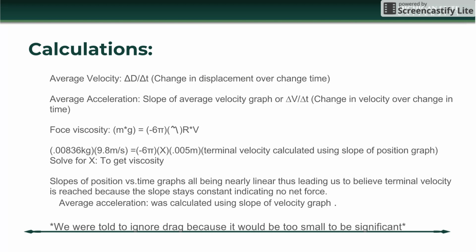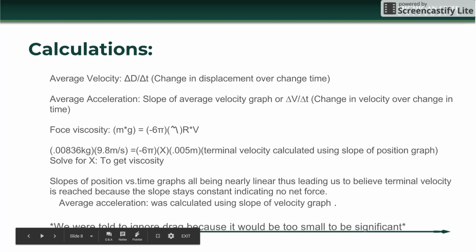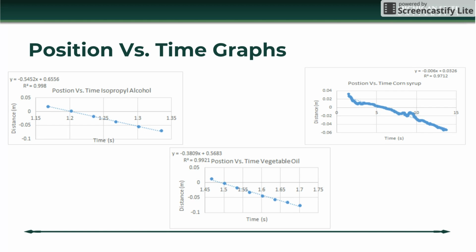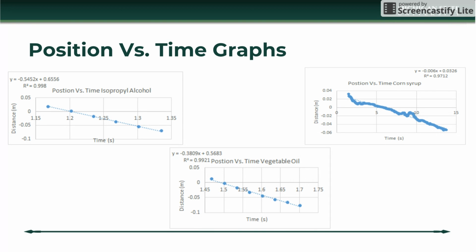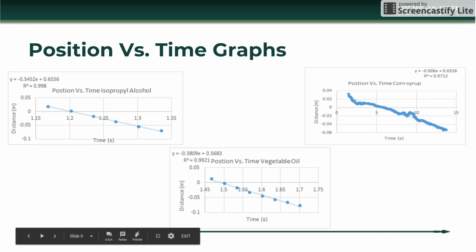Average acceleration was also calculated using the slope of the velocity graph. We were told to ignore drag because it would be too small to be significant. Here are our position versus time graphs. Notice the y equals x is going to be our slope. For each of these, notice how the slope is the smallest in the corn syrup, and the largest in the isopropyl alcohol, largest in the negative direction.